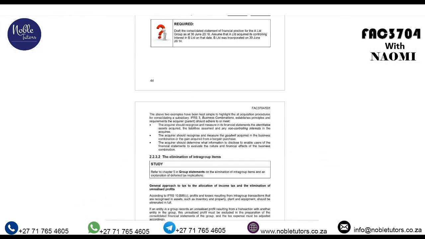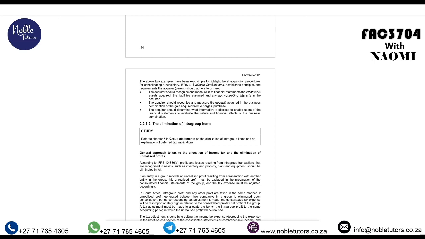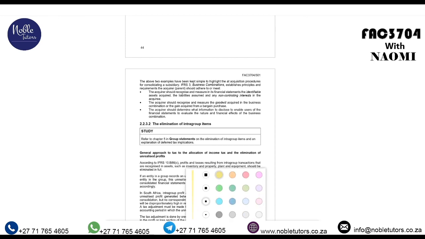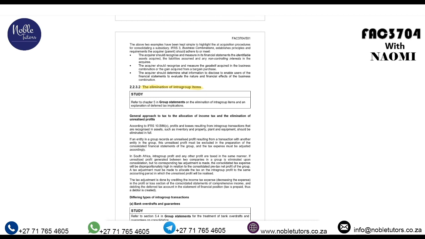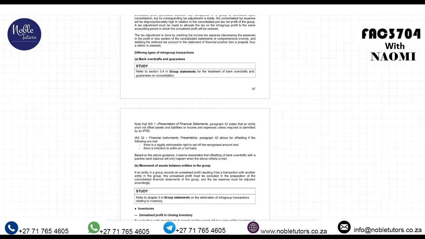We've already dealt with common items. Elimination of intragroup transactions, we're more interested in this one. Please pay attention to this. It is always going to be there, and this is where you actually score marks in the exam. Elimination of intragroup transactions, you score a lot of marks. So I want you to pay attention. I'm going to take you first through it, then I will summarize it. Regarding taxation, you can go through those notes on your own when you are studying.